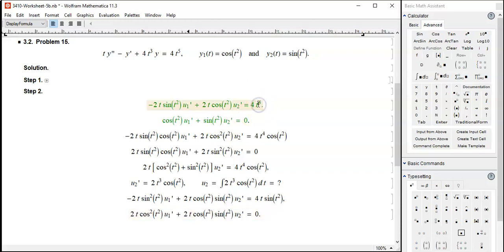Okay, from here, multiply each side by sine of t squared. So another sine of t squared, so we get sine squared here. And if we have cosine times sine, we have another sine. Here, multiply by 2t cosine squared. So 2t cosine, and the other cosine was there, so we have cosine squared. And 2t cosine times sine. And this one is 0, so you don't really get anything here.